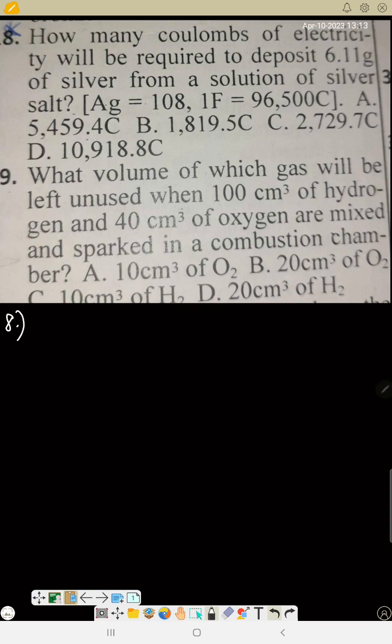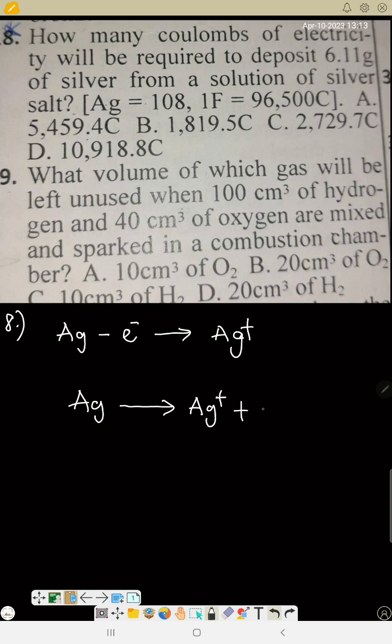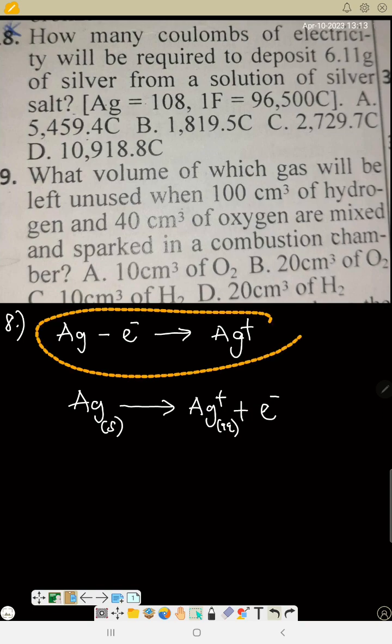First, let's write the half reaction for silver. Now, silver Ag will lose one electron to become Ag plus. We can't have minus in a chemical equation, so take this electron to the other side. That will be Ag plus e minus. This Ag here will be solid and this will be aqueous. So this will be the half reaction for the silver here.